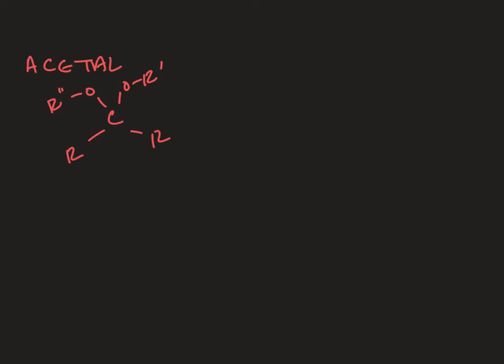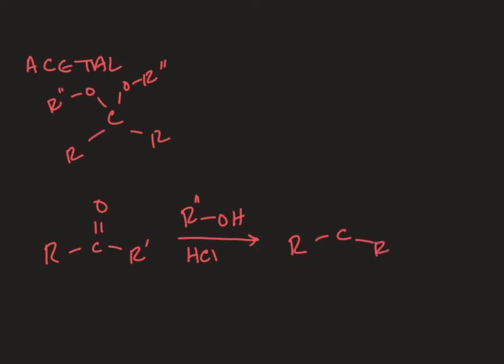So we're going to start off with our aldehyde or ketone. We will add an alcohol. And we're going to need some acid present for this to work. And what we end up with are two of the same OR groups attached.